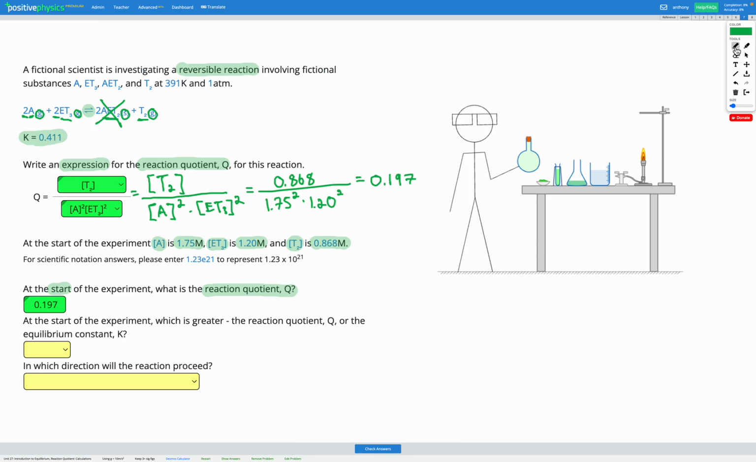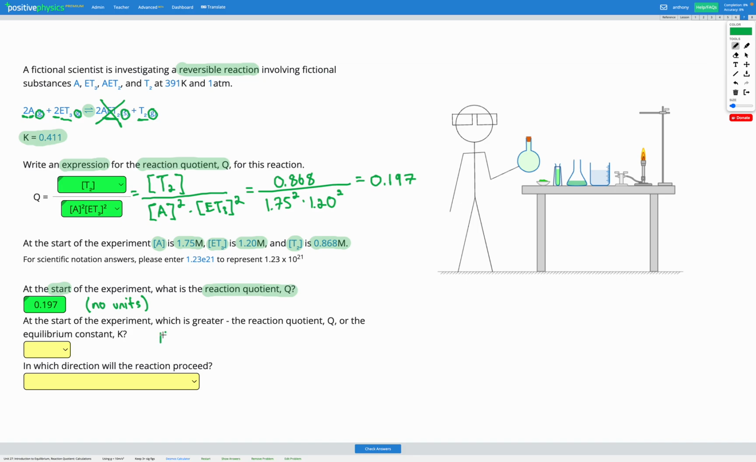Q again doesn't have any units, so we can add a note about that here. There's no units for Q or K. Okay, awesome. So we've done the hard work now. We got our expression for Q. We've calculated Q. Finally, we need to figure out what's going on in our experiment using those values.